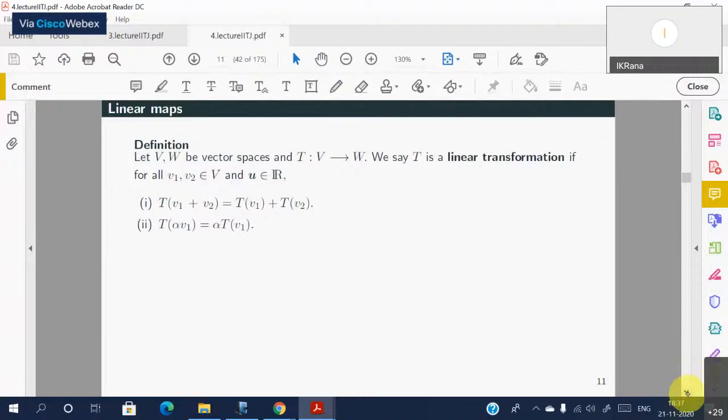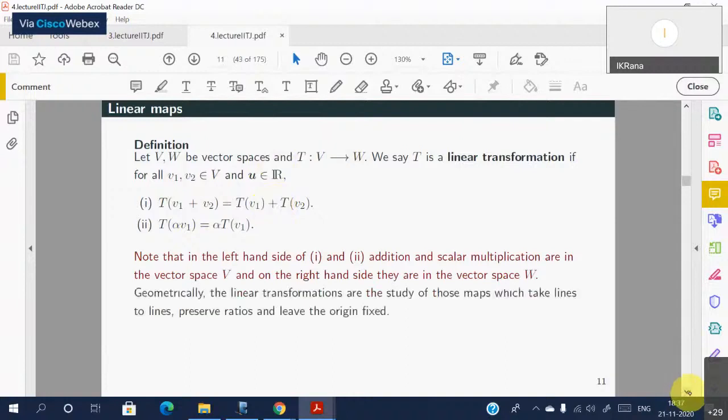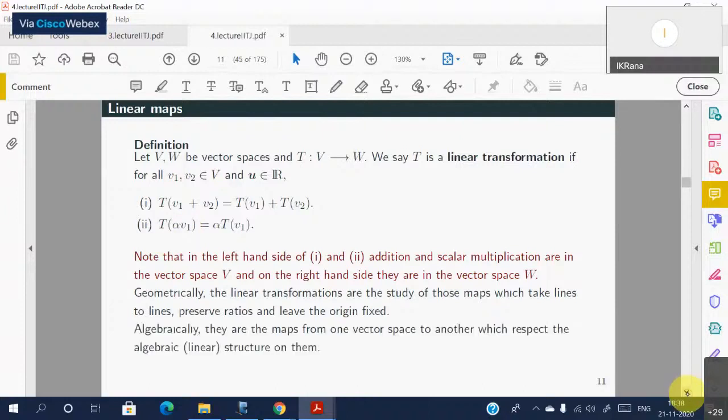Right. So let us define that. And now, obviously, the next question comes. Keep in mind here, the left hand side, addition and scalar multiplication are in this vector space, and this on the image side is in W. So they are different spaces. This addition is not the same as this. They can be, but they are in different spaces actually. So keep that in mind. And a linear transformation always keeps origin fixed, because when you put alpha equal to 0, T of 0 will be equal to 0.